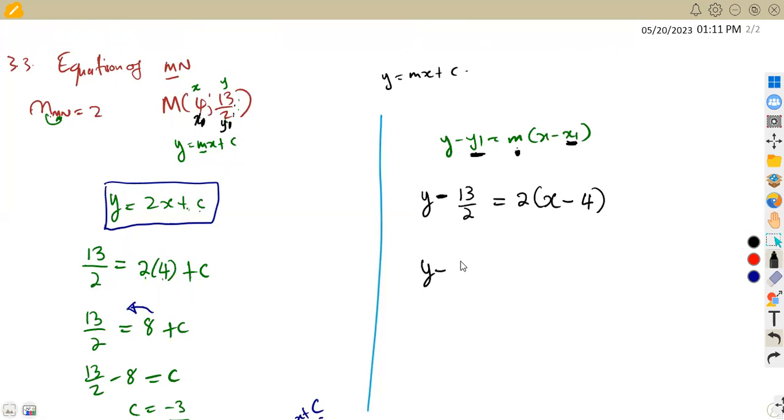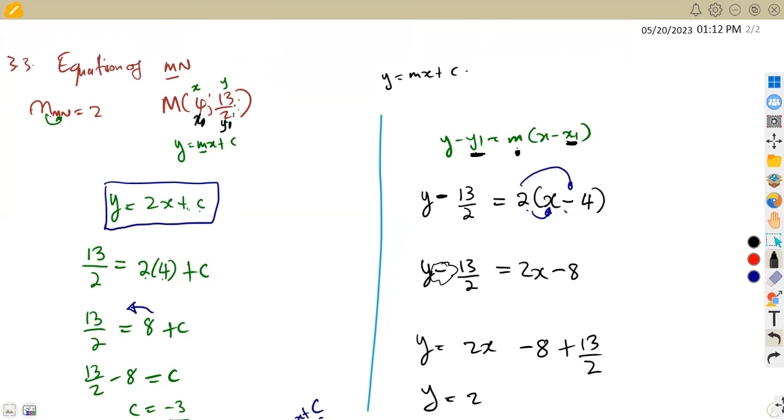What you need now is to expand the brackets on the right hand side. So 2 multiplies x, which is going to be 2x. We do the same thing with 2 and negative 4, which is going to be negative 8. All right, so transpose the negative 13 over 2 to the other side of the equation so that it becomes a positive. So that's y is equal to 2x minus 8 plus 13 over 2.